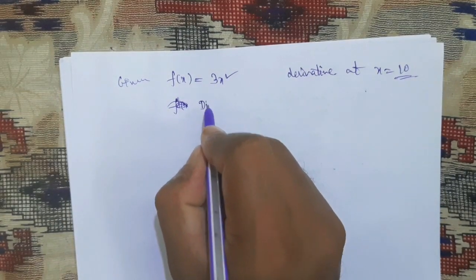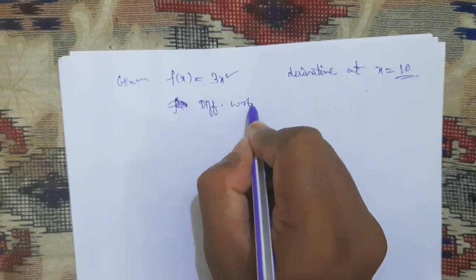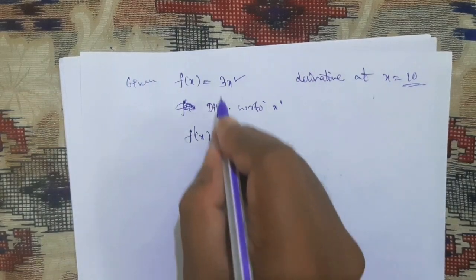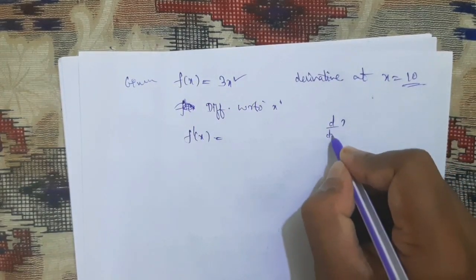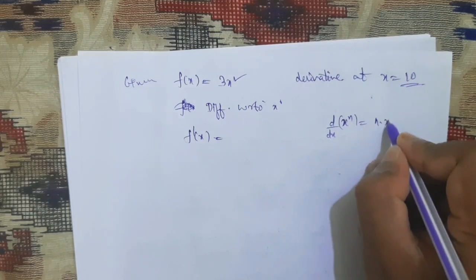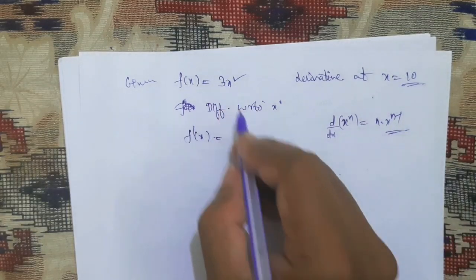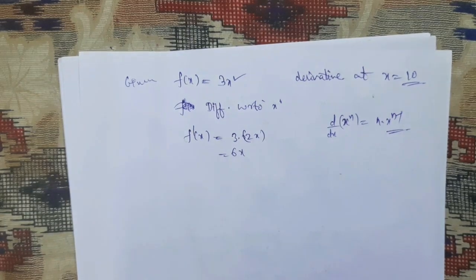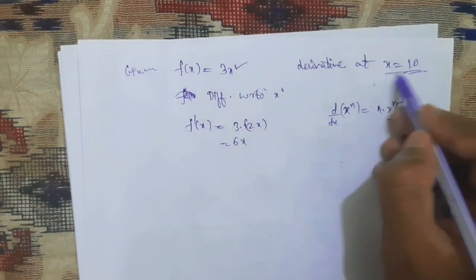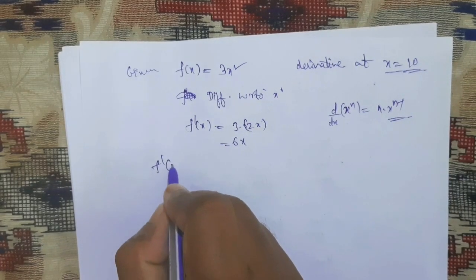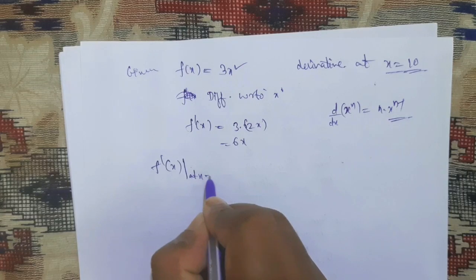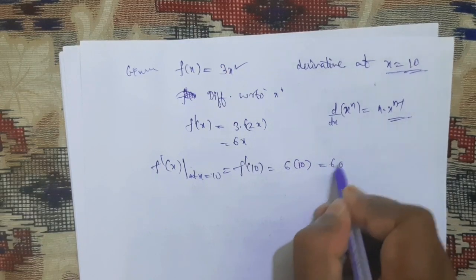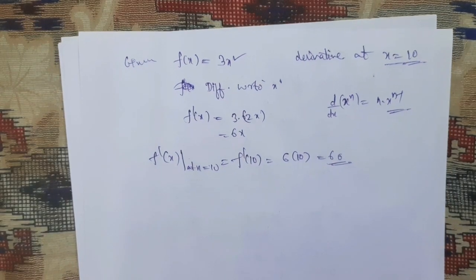Now differentiate with respect to x, applying the derivative on both sides. f of x will become f dash of x. Now we know the x power n formula: d by dx of x to the power of n is n into x to the power of n minus 1. According to that, 3x square will become 3 into 2, which is 6x. So this is f dash of x. As they are asking for the derivative at x equal to 10, f dash of 10 is 6 into 10, which is equal to 60. Those types of questions will also be there for 1 mark.